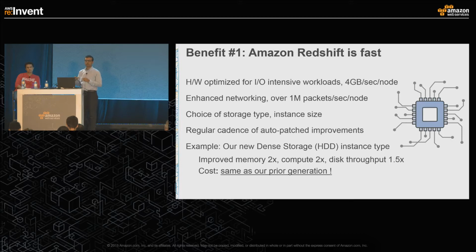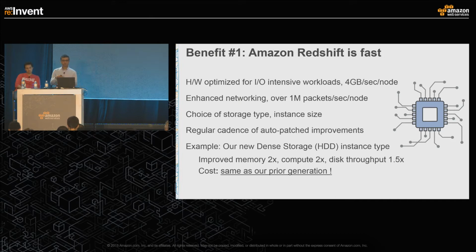Redshift is also fast because we run on hardware that is optimized for I/O-intensive workloads. We talked about the 4 GB per second scan rate per node. We have enhanced networking that enables 1 million packets per second of retrieval. You have the choice to pick between SSD nodes and magnetic storage. SSD storage offers 10 to 15 times more performance than magnetic storage, but it's 5 times more expensive. So depending on your cost performance requirements, you would pick one versus the other.